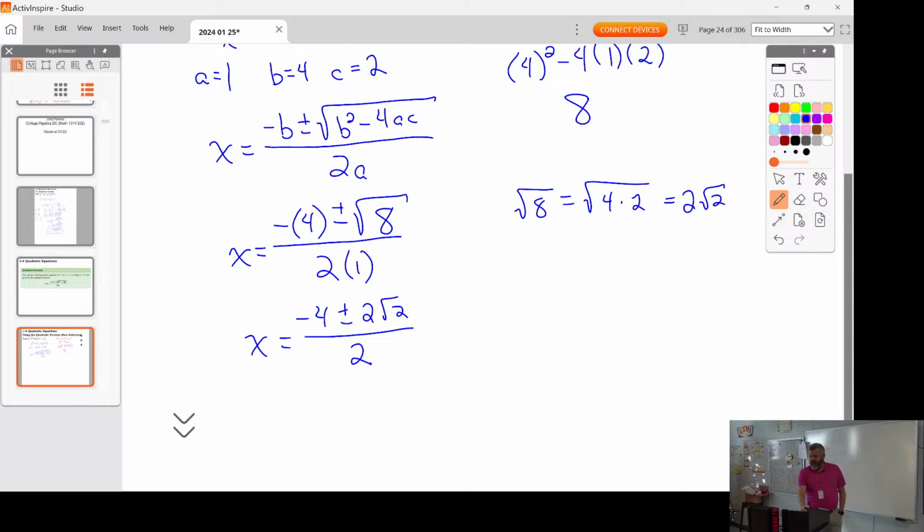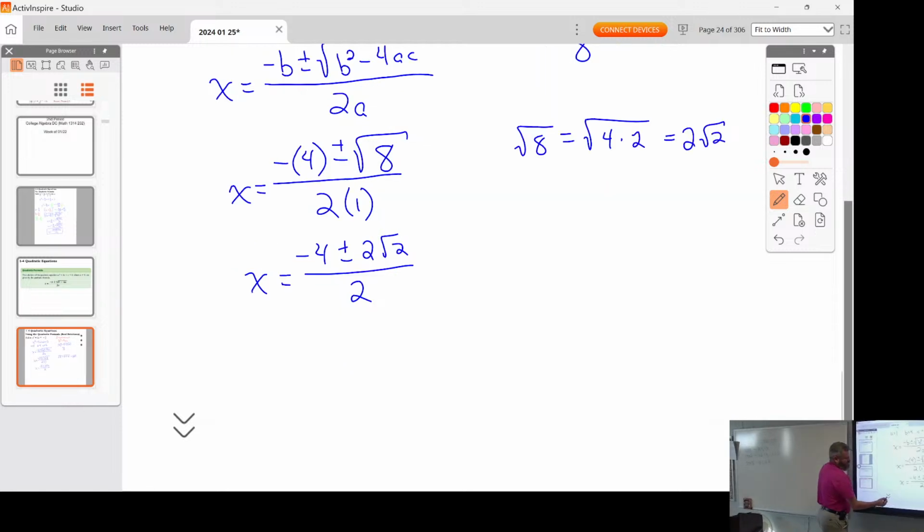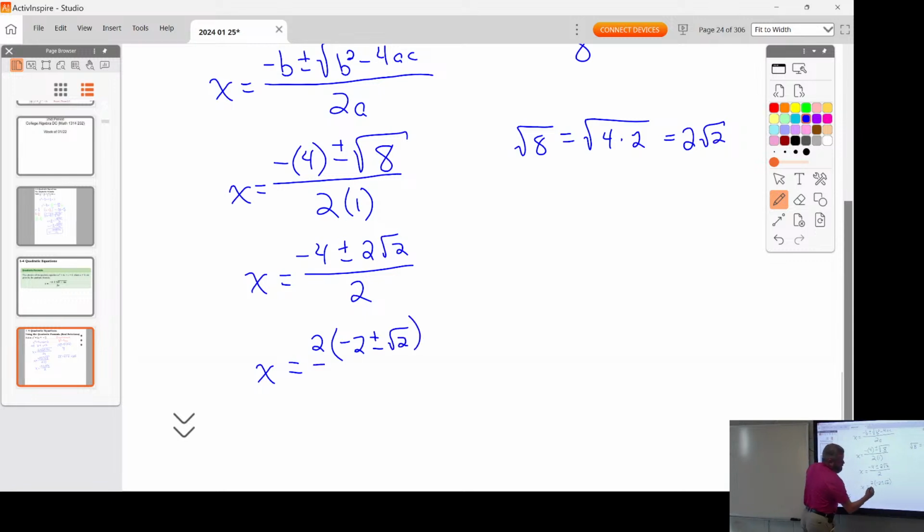If you enter that as your answer, it's going to be wrong because it reduces. Can you factor anything out of the top? 2. I'm going to go ahead and write the step down. If I factored a 2 out of the top, I would have 2 times negative 2 plus or minus the square root of 2 over 2. And because I factored that 2 out, the 2's cancel. So my final answer is x equals negative 2 plus or minus square root of 2.